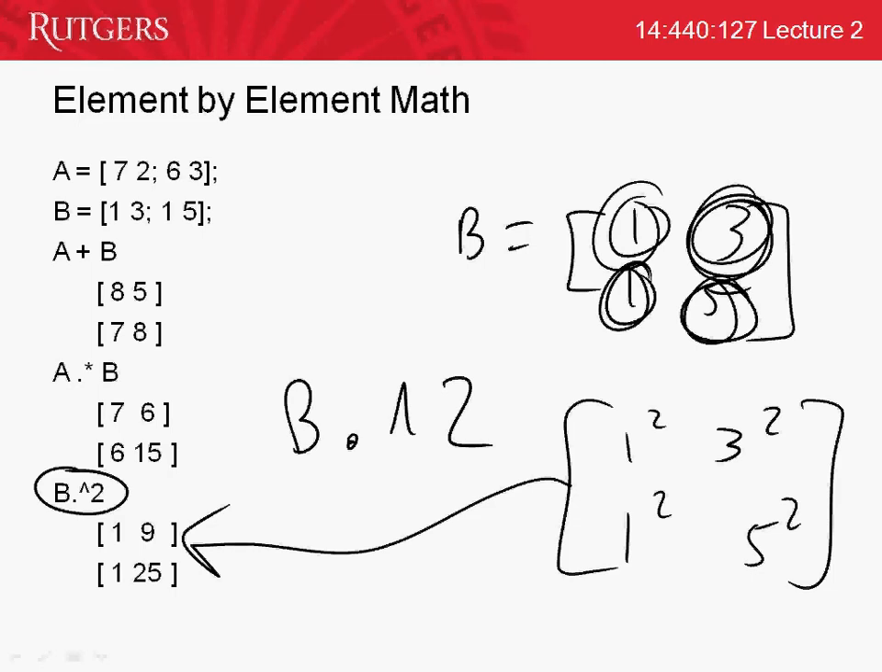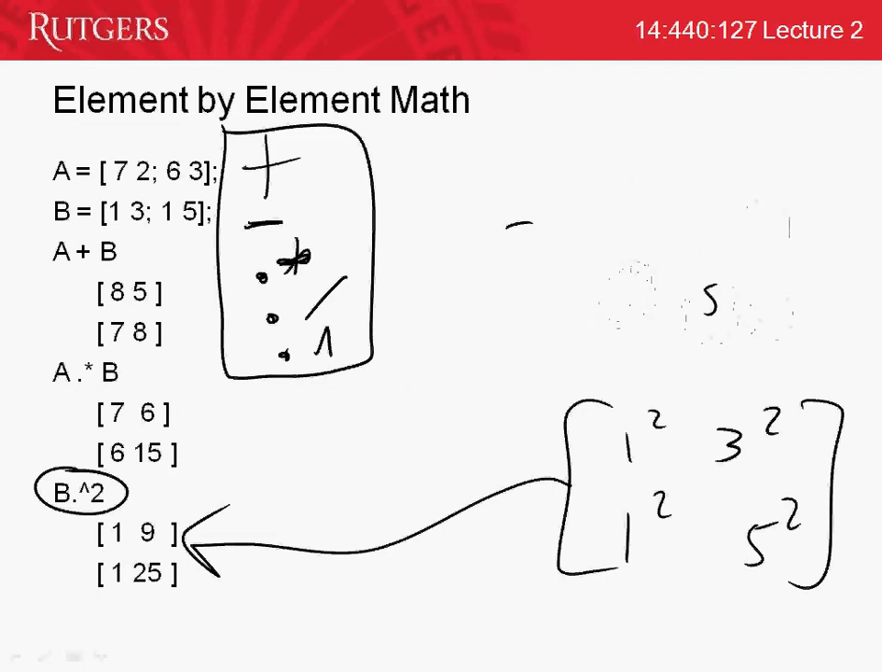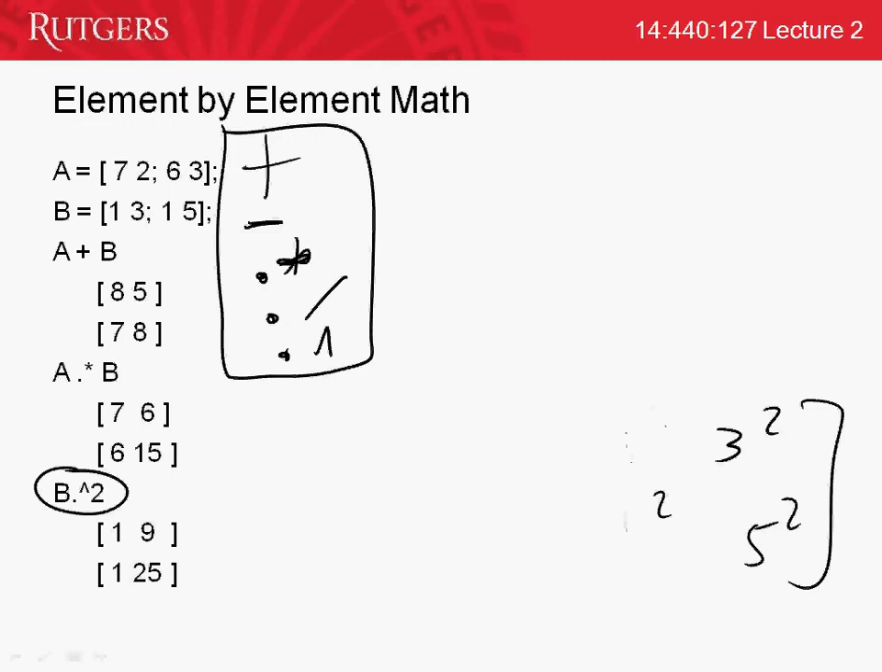Okay, so element by element math: addition, subtraction, dot multiplication, dot division, dot exponentiation. Those are your element by element operators. Okay, let me just clear some of the rest of the screen to draw attention to those. Plus, minus, dot multiply, dot divide, dot exponentiate. All right, and so just hang on till next week for more examples of ways of defining multiplication on matrices.